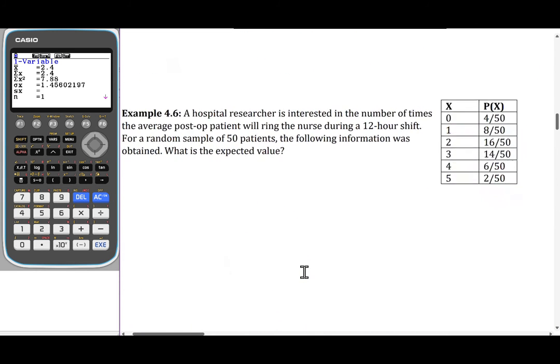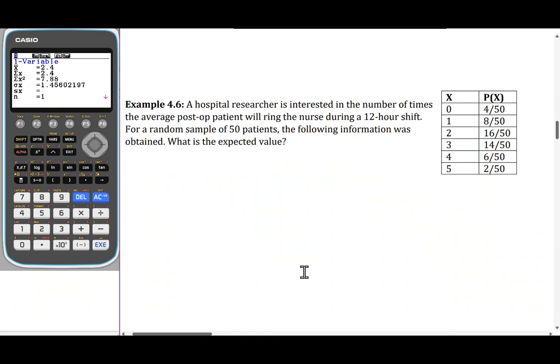This one says a hospital researcher is interested in the number of times the average post-op patient will ring the nurse during a 12-hour shift. For a random sample of 50 patients, the following information was obtained. What is the expected value? So we're going to go through here and do the same thing. We're going to try and calculate the population mean, mu, for this discrete probability distribution. Our x values are 0 through 5.